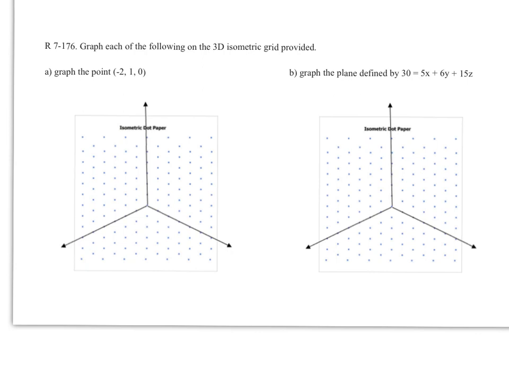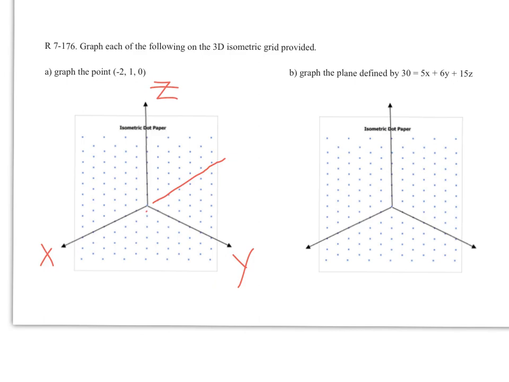7-176. Graph each of the following on the 3D isometric grid provided. So we're going to start by labeling our sides X, Y, and Z. So we'll label these axes for you. And if we're going -2 on the x-axis, that's going in this direction, -2.